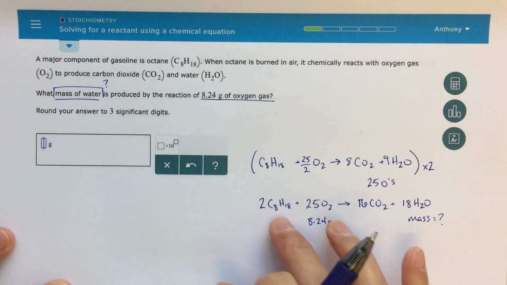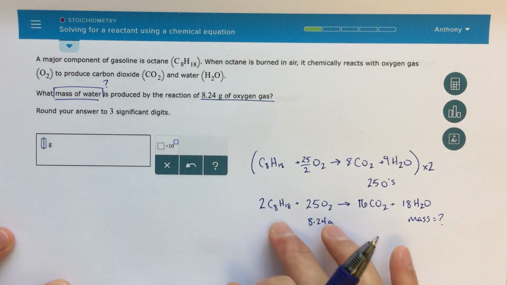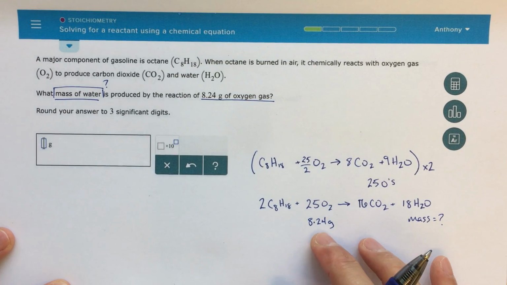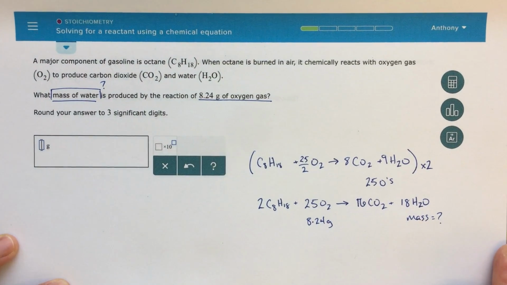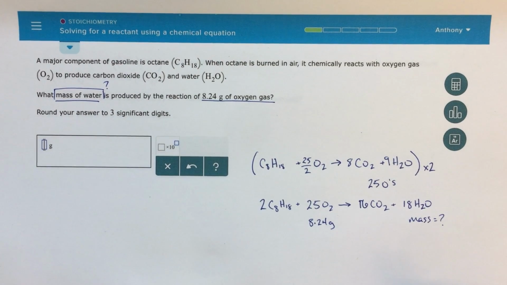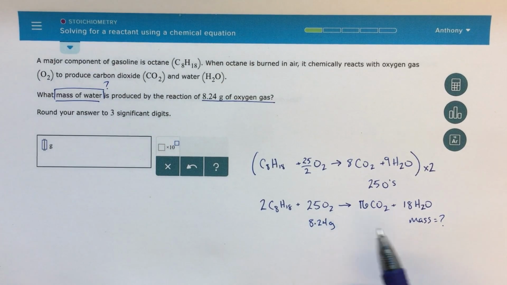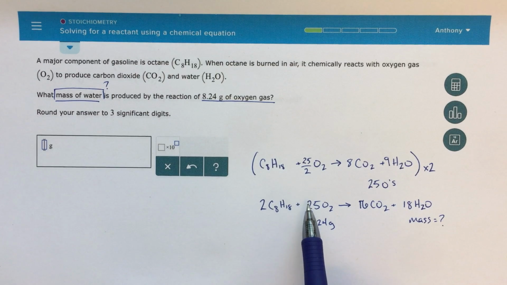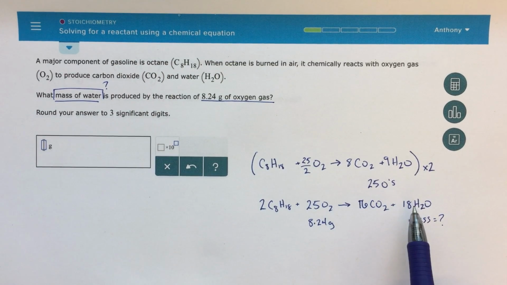In this case, we're going to assume that there's essentially plenty of gasoline, plenty of octane. This O2 would be what we consider to be our limiting reactant. And let's go ahead and do the problem. So I can see that this is going to be a stoichiometry type problem. I'm going to need to convert grams of O2 into moles of O2, and then moles of O2 into moles of H2O. If I want to find the mass of this H2O, well, I know that the ratio between oxygen and H2O is 25 to 18.